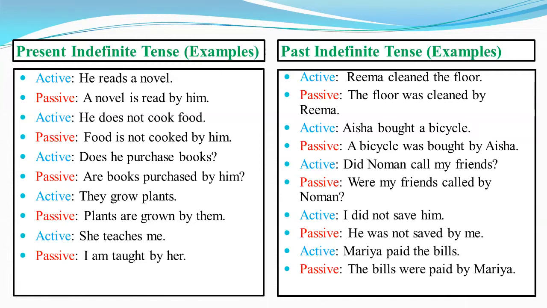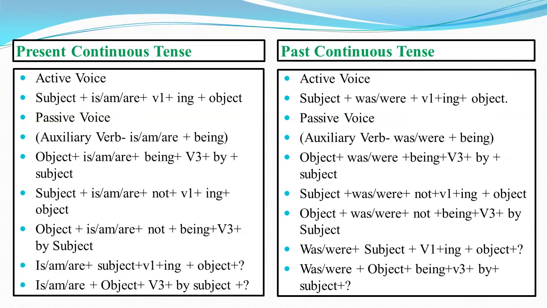Okay, here's another sentence. Maria paid the bills. The passive is: The bills were paid by Maria. Okay, is it clear? Now come to the continuous tense. First we'll discuss present continuous tense. In present continuous tense, in active voice, the structure is subject plus is/am/are plus first form and then ing, then object.